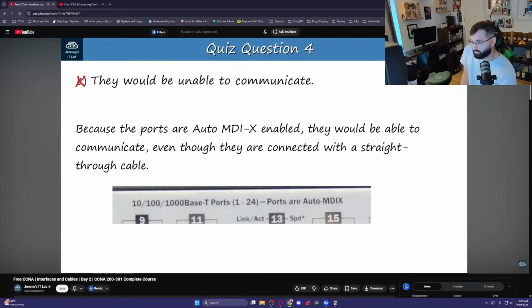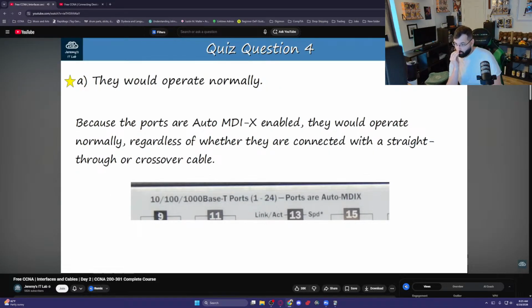Because the ports are auto MDIX enabled, they would be able to communicate, even though they are connected with a straight-through cable. So C, they would be unable to communicate, is incorrect. Because the ports are auto MDIX enabled, they would operate normally, regardless of whether they are connected with a straight-through cable or a crossover cable. So A, they would operate normally, is the correct answer.